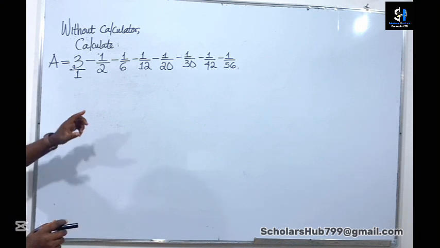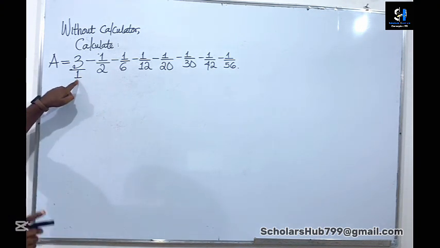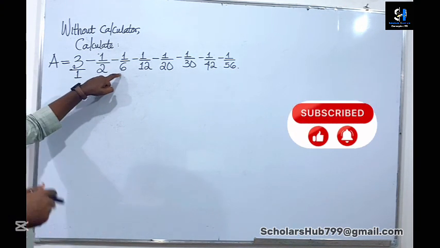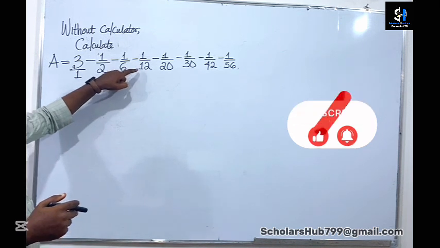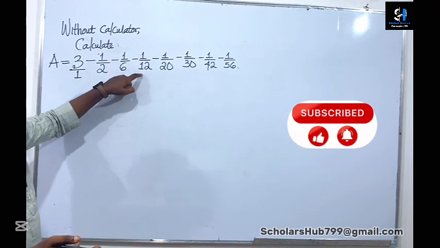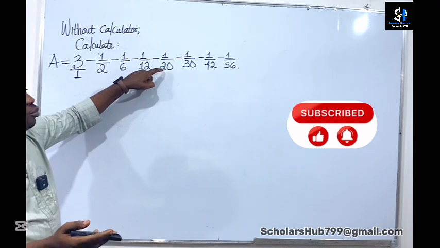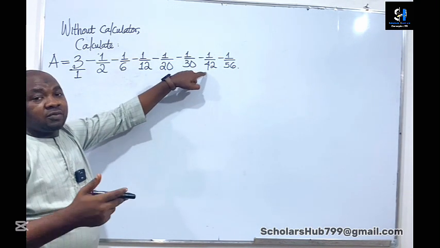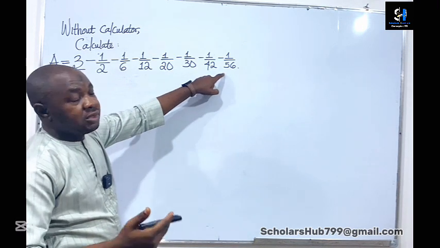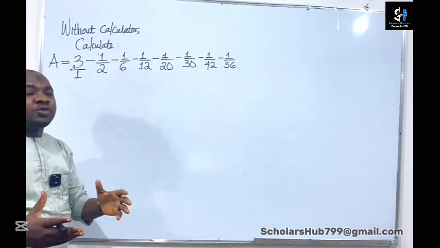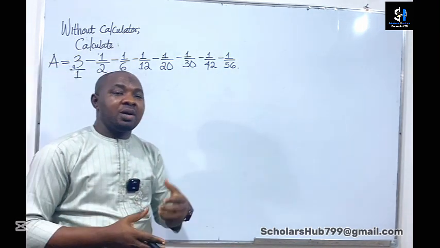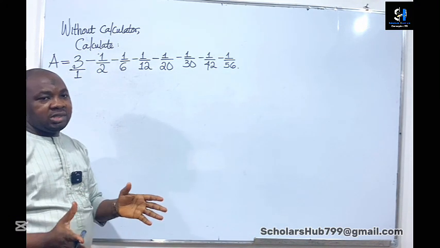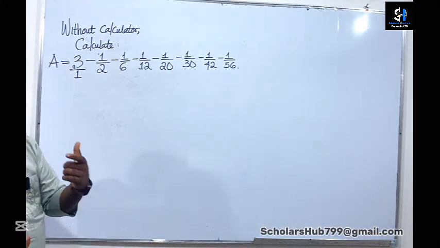To do that, I know that this is 1 times 1, which is 1. This will be 1 times 2, which is 2. This will be 2 times 3, that will be 6. This will be 3 times 4, that will be 12. This will be 4 times 5, which will be 20. Then 5 times 6, which will be 30. Then 6 times 7, which will be 42. Then 7 times 8, which will be 56. So the denominator can be expressed as a product of two consecutive positive integers.